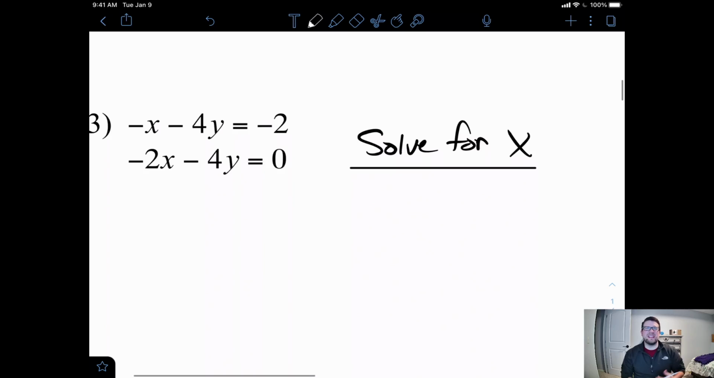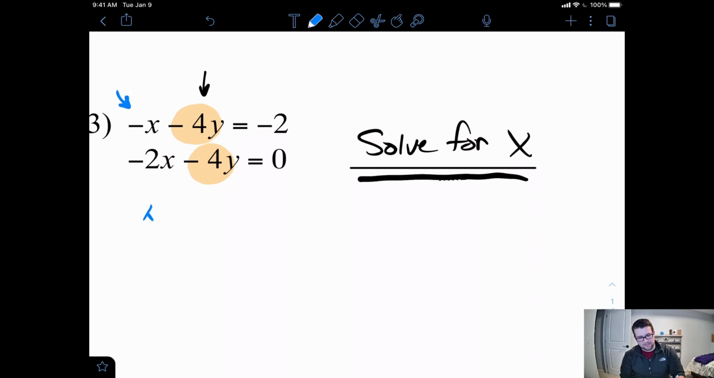Now, here's a slightly harder version of the problem. In this problem, we want to solve for x, which means we are going to try to cancel out the y's. Now, if you look at your y variables, right here we have negative 4y and negative 4y. Now, since they're both negative, they're not going to cancel. So what you need to do at this point is you need to pick one of the equations and change all of the signs.